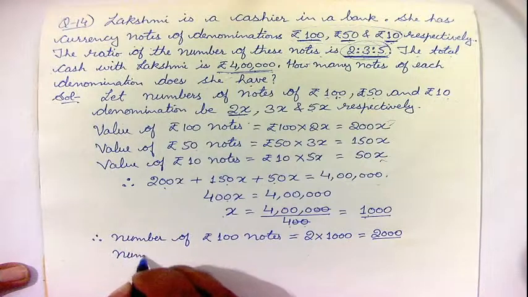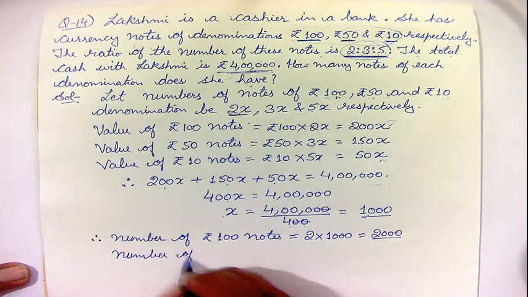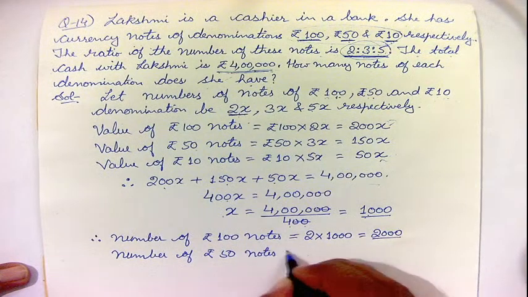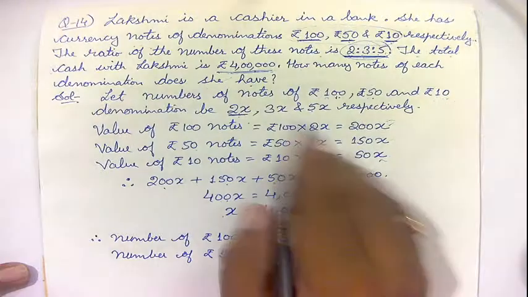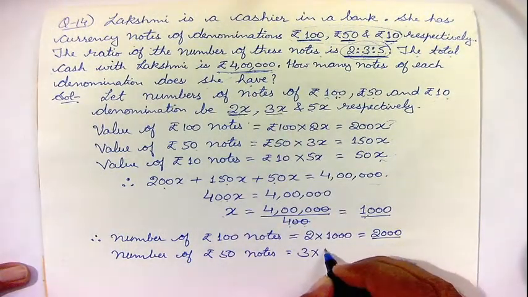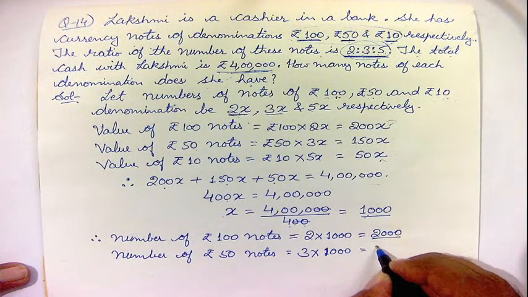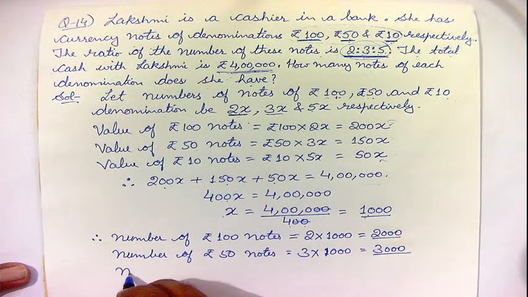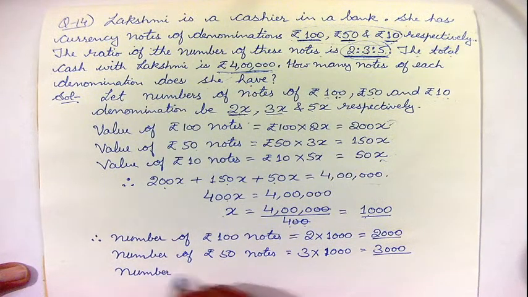Then number of rupees 50 notes. Now for rupees 50, the number was 3x. So it is 3 multiply 1000 and it is equal to 3000.